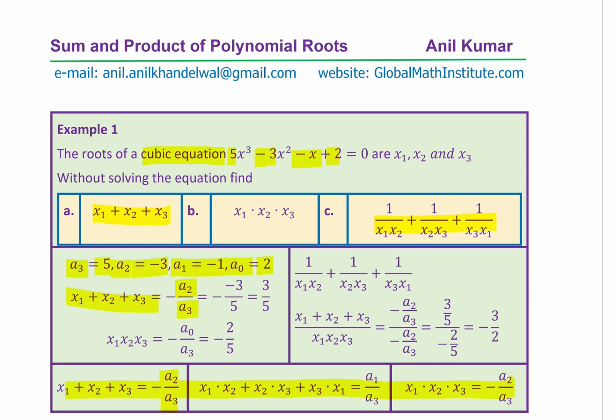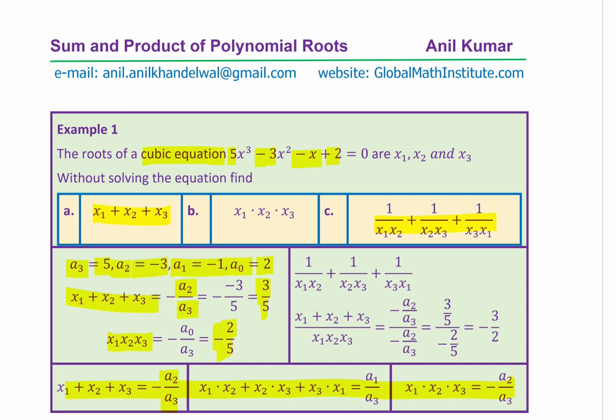Writing that, we could get the answer as 3 over 5. The product of the roots, which is part B, is what? Is minus 1 to the power of 3, right? Which is negative, and therefore this is negative. Here, constant over leading coefficient. The constant here is 2, right? Divided by 5 with a negative sign. So negative 2 over 5 becomes the product.